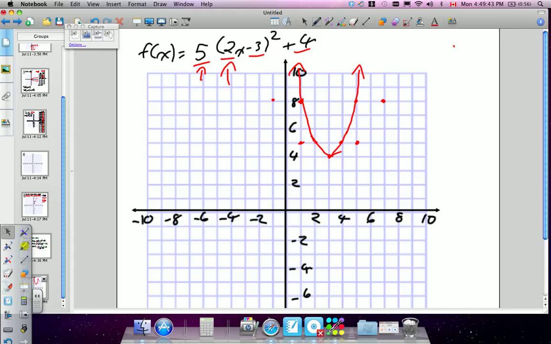So you notice this is a horizontal stretch. This has been stretched sideways. Does this make sense? They've pulled it out. It's like a fatter parabola. So that would be dealing with a B. This would be dealing with an A. Okay?